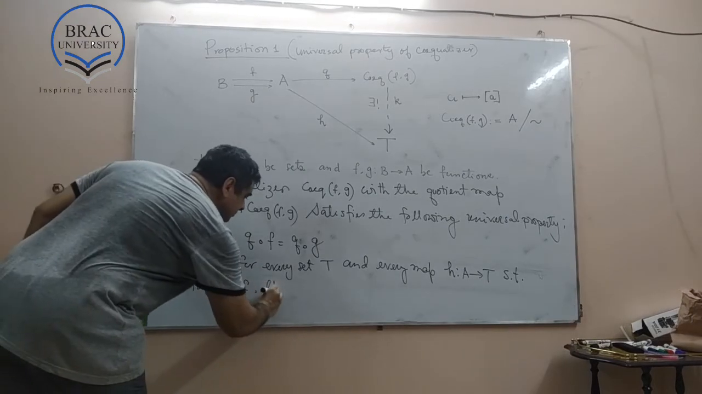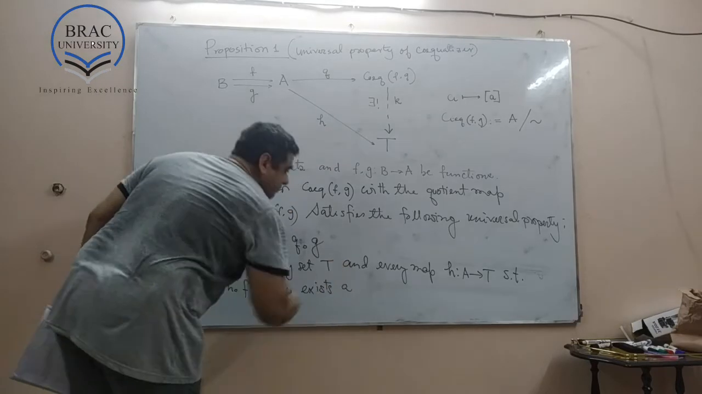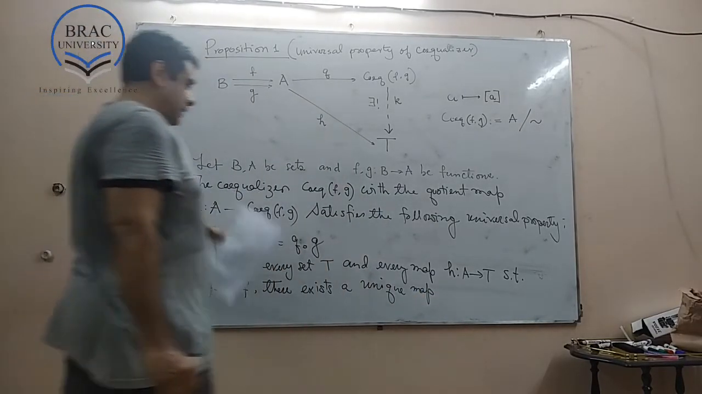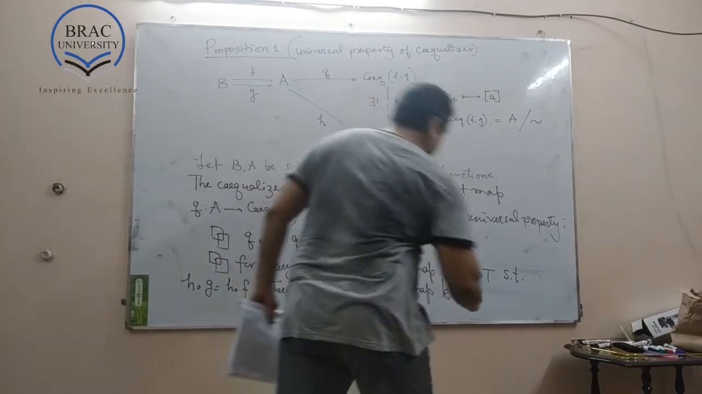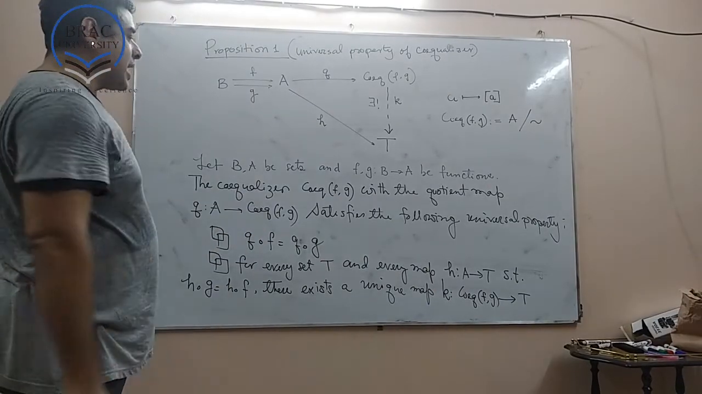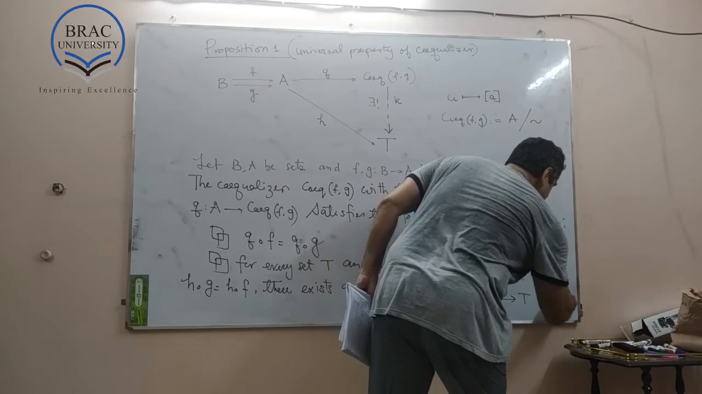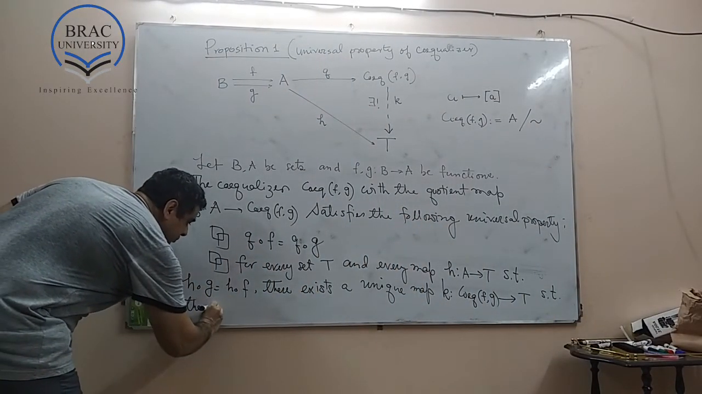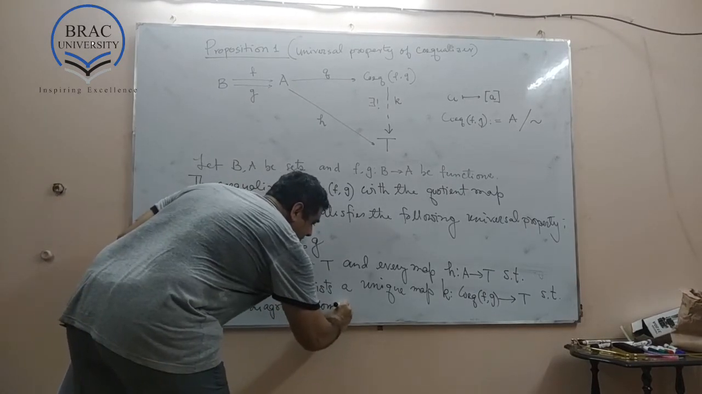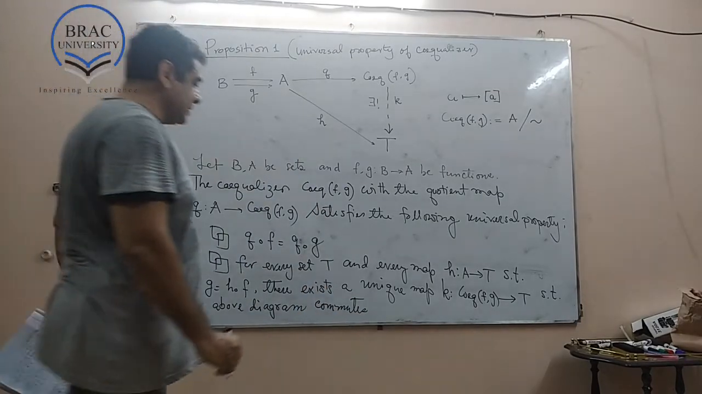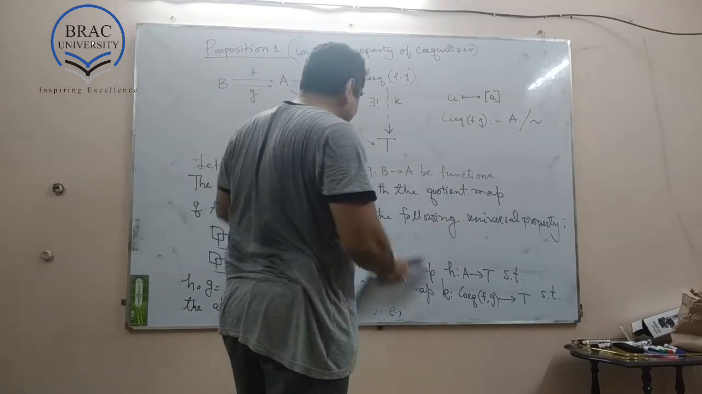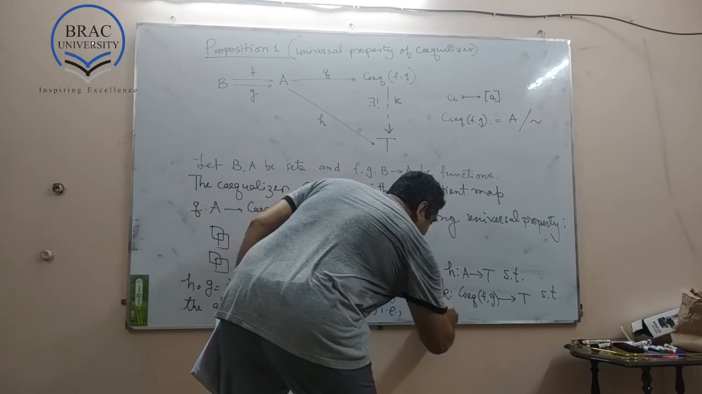There exists a unique map K from the coequalizer of f and g to T, such that the above diagram commutes, that is, K composed with Q should be the same as H.